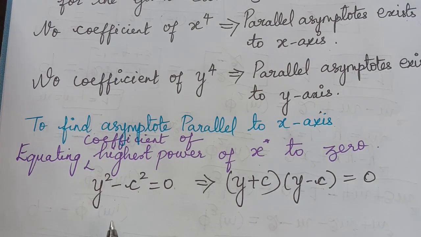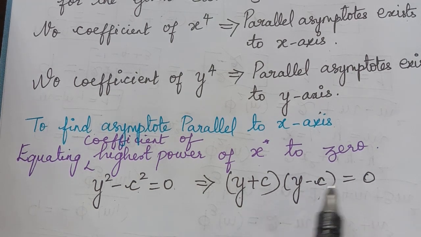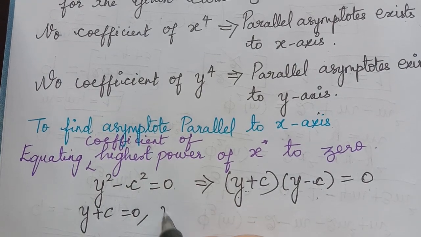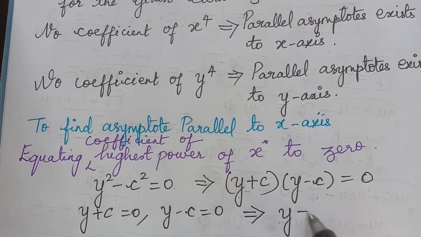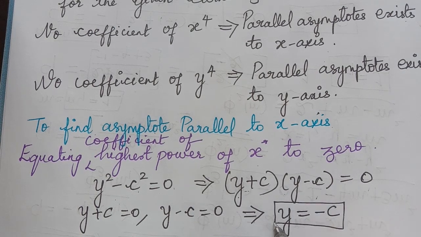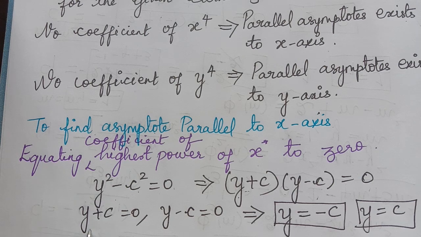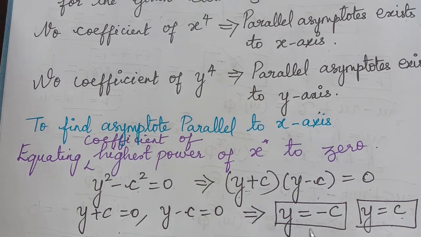Because we know that a squared minus b squared is equal to a plus b multiplied with a minus b. So using that formula, I have rewritten this, and from this we obtain y plus c equal to 0 and y minus c equal to 0. In fact, from that we get y equal to minus c and y equal to c. So therefore the asymptotes parallel to x-axis are y equal to minus c and y equal to plus c.